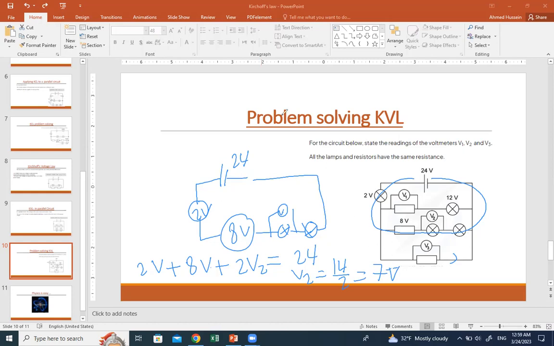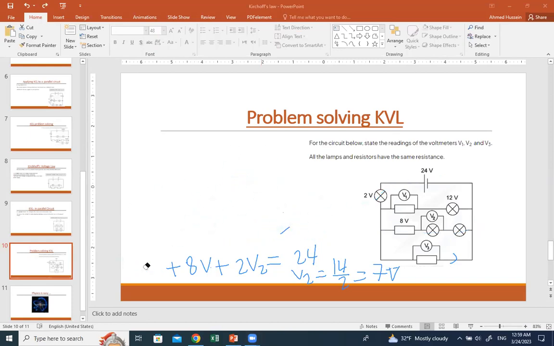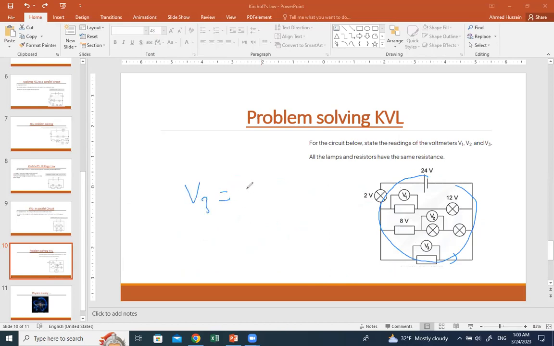Now let's go to the third loop, which is the easier one. In the third loop, we have 24, 2, and V3 only. So the 24 volts will be dropped across 2 volts and V3, which means V3 equals 22 volts. This can be done easily. As you can see, we separate every loop and equate the total EMF in every loop with the voltage drops, which is the main technique of Kirchhoff.